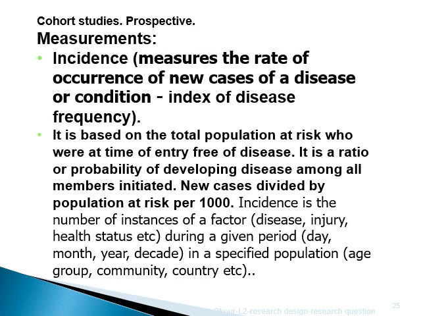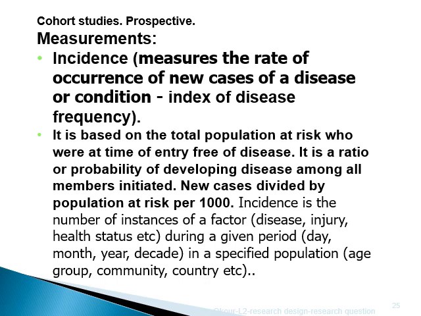What do we measure in cohort studies? Incidence. We measure the rate of occurrence of new cases of a disease or condition. It's an index of disease frequency. How frequent is the disease occurrence, new cases? It is based on the total population at risk who were, at time of entry, free of disease. So they were free and they developed the disease. So this is a new case. It is a ratio or probability of developing disease among all members initiated. So new cases divided by population at risk per 1,000.